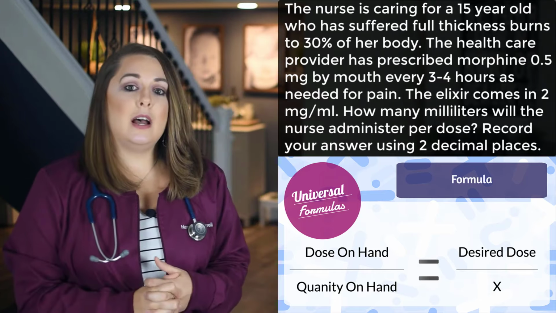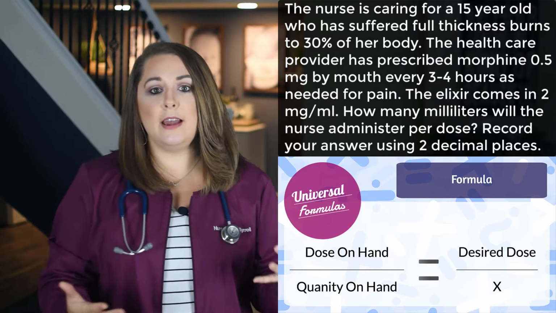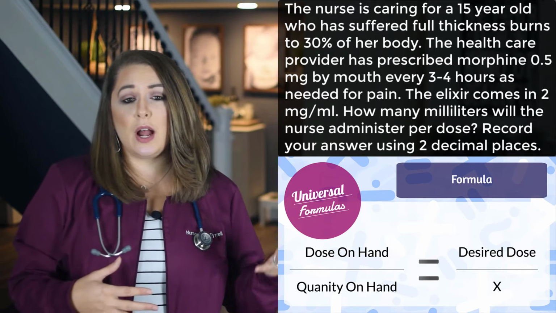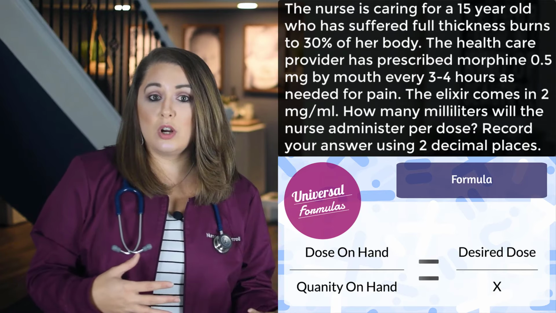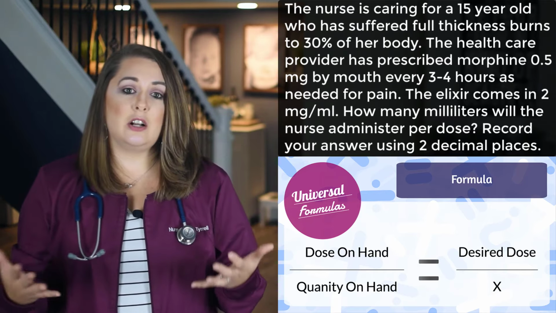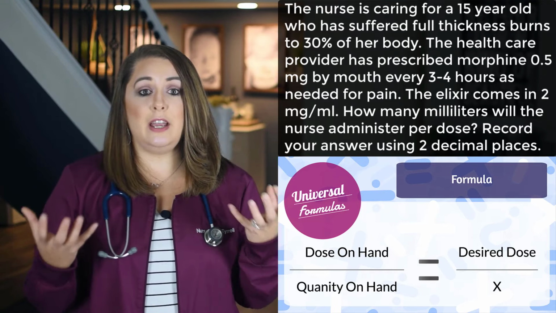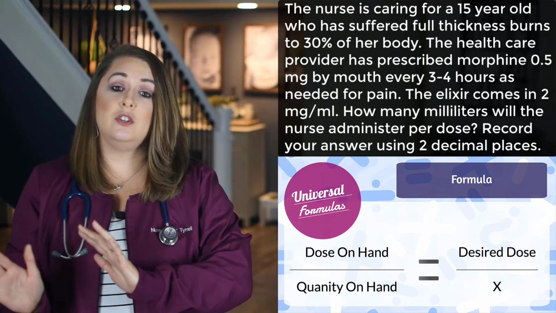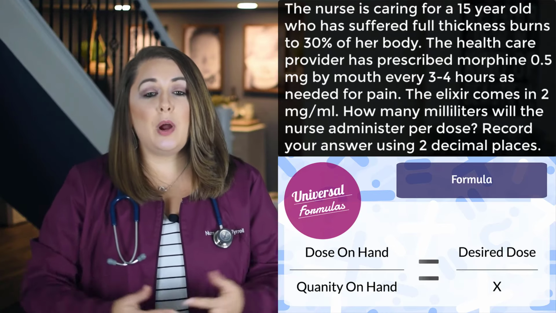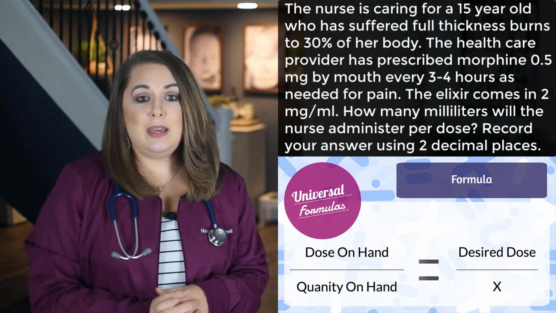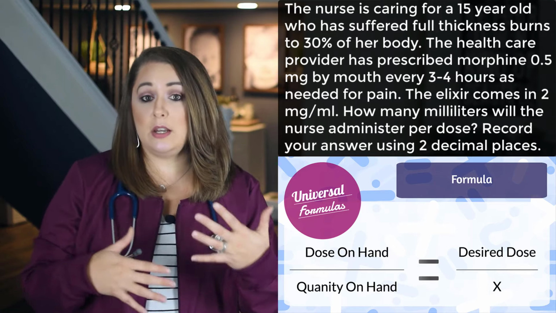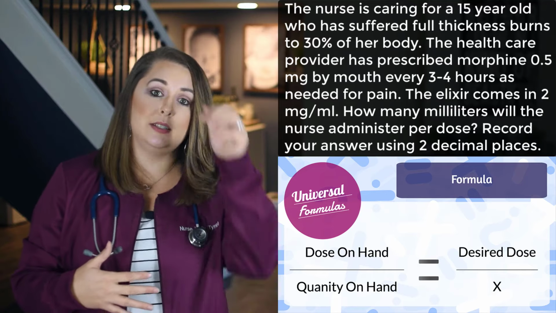So next we're going to find our desired dose. To find this, you're going to look for key phrases like the healthcare provider has prescribed or the doctor ordered. Those are going to be the key phrases that help you identify your desired dose, because it's what the doctor desires for you to give to the patient. So in this problem, our desired dose is going to be 0.5 milligrams, and it's going to be over what we are trying to solve for, which is X mLs.